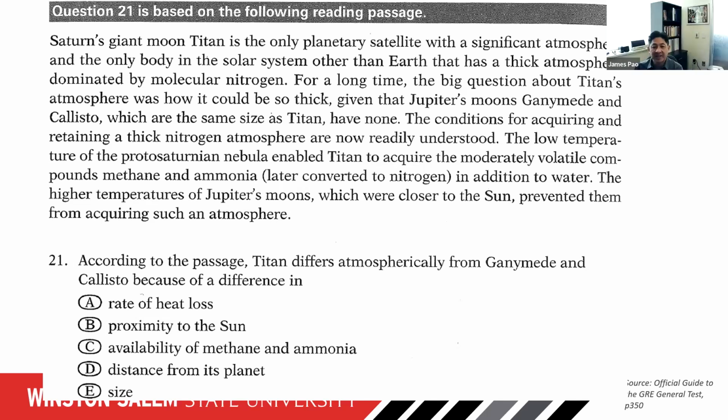So it does say that Titan was able to get methane and ammonia. However, it doesn't really say whether Jupiter and other things did or did not gain methane and ammonia. So it's kind of hard to say whether that was what it was. It says availability of methane and ammonia. We don't know if that was also available elsewhere. We're not really sure. Does that make sense?